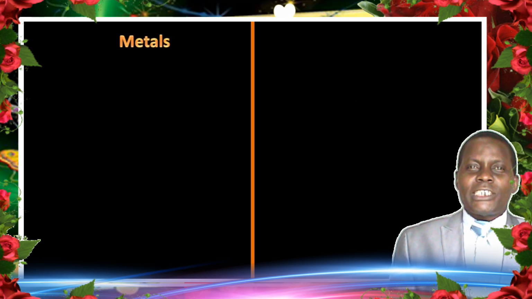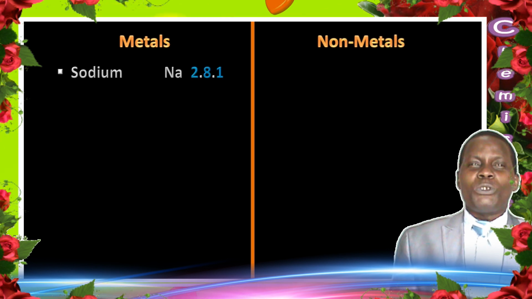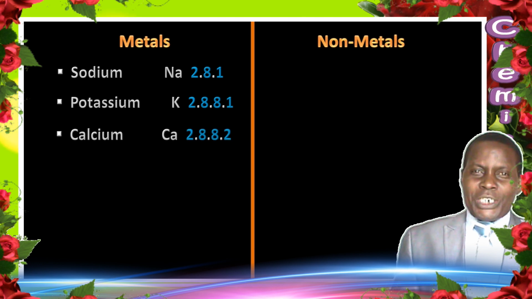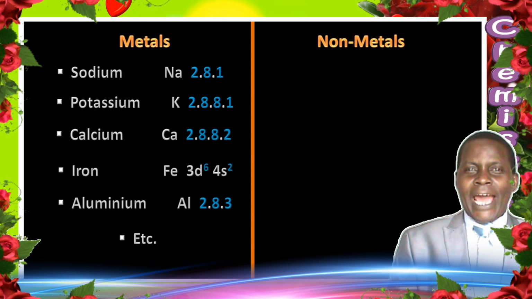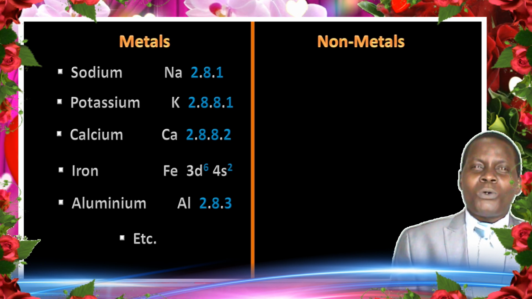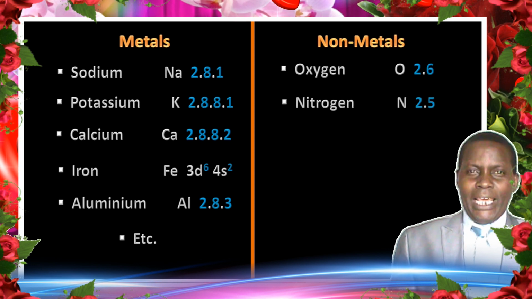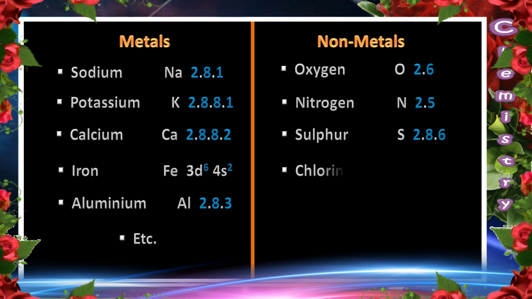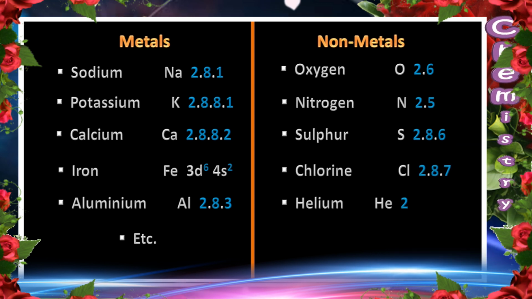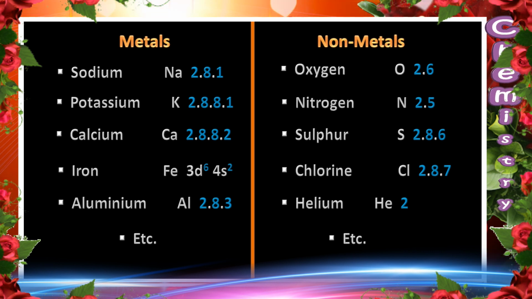Elements are generally classified into metals and non-metals. Examples of metals we have sodium, potassium, calcium, iron, aluminium, and many others. Examples of elements which are non-metals we have oxygen, nitrogen, sulfur, chlorine, helium, and many others. Those are the two types of elements, the metals and the non-metals.